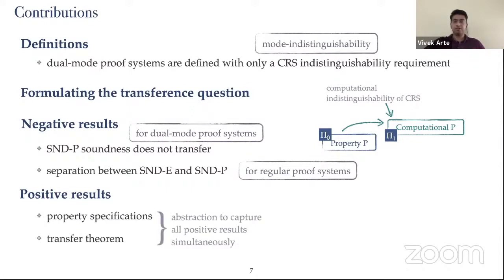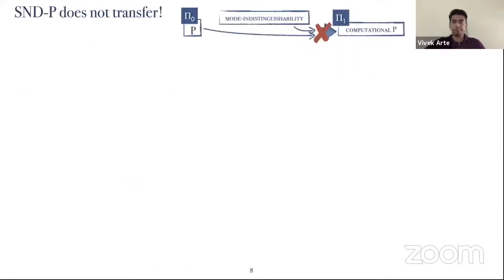As a result of this theorem, we are able to show that the standard definitions of zero knowledge, witness indistinguishability, and extractability do transfer. So in the interest of time, I will focus now only on the negative result for the transference of SND-P and defer the remaining to the full talk and paper. So let's now look at the non-transference of the SND-P soundness notion.